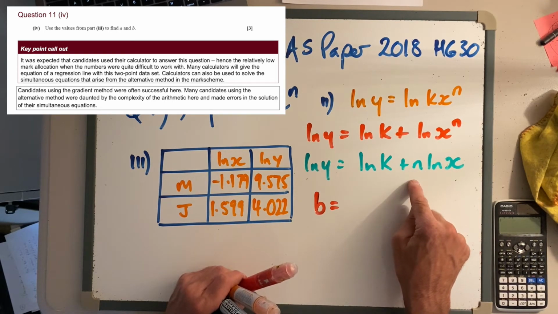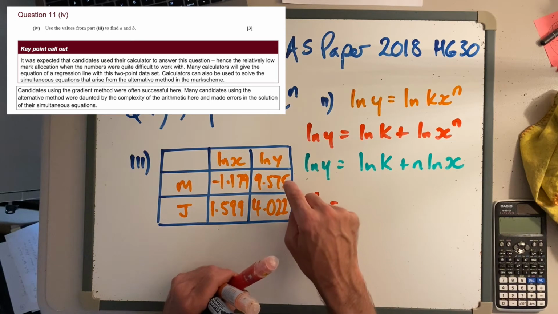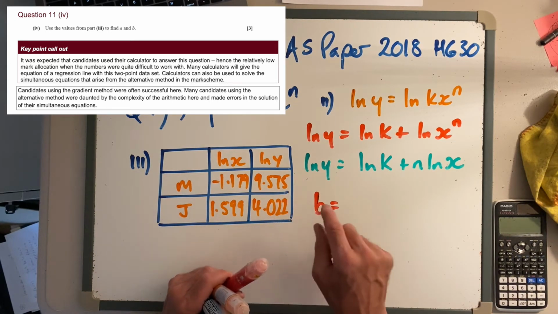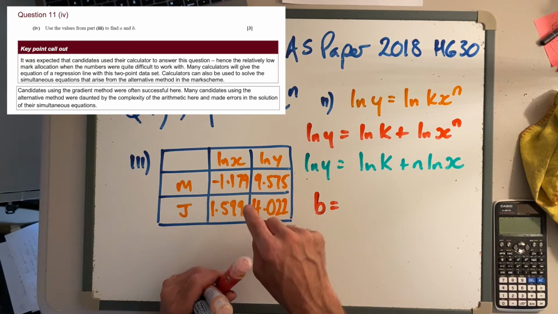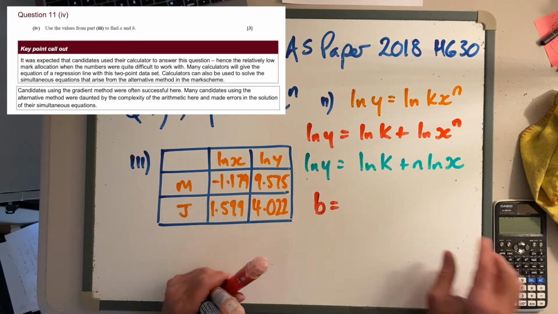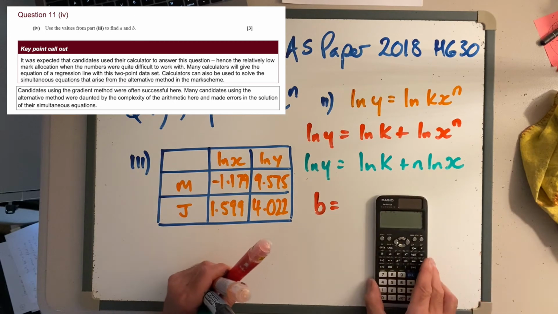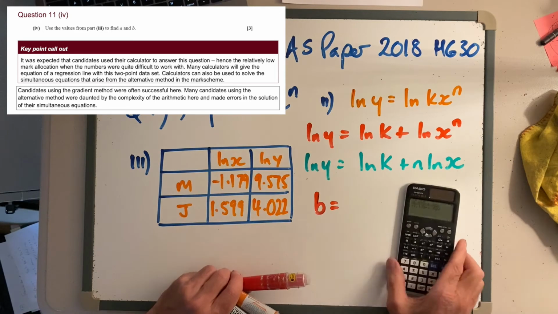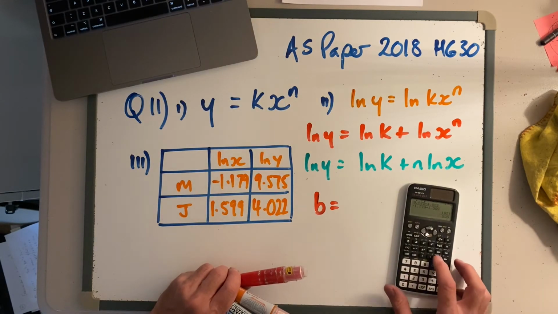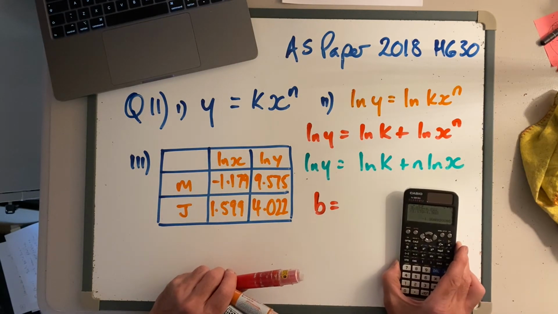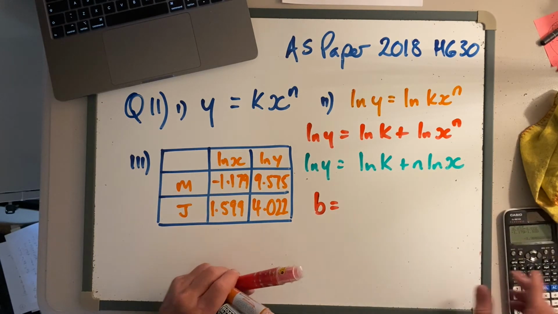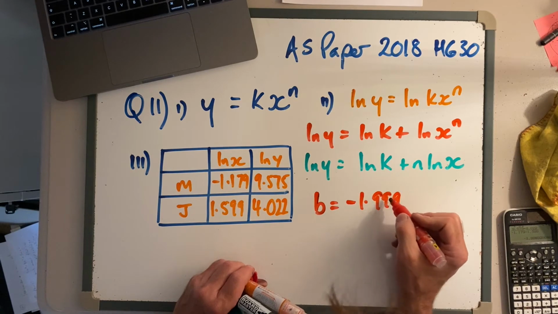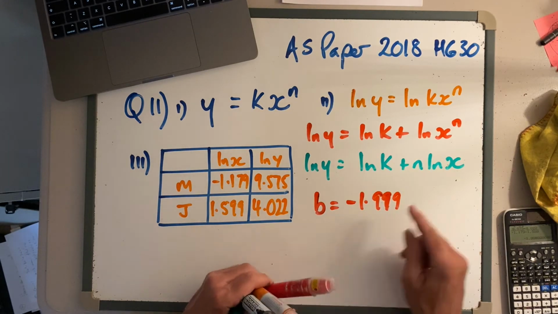Okay, remember how to do that? So it's literally going to be 9.575 minus 4.022, all divided by minus 1.179 minus 1.599. So I do that on my calculator. Okay, so welcome back. So I press equals on that one and I get minus 1.9989 dot dot dot. So that is minus 1.999, and that's my gradient.